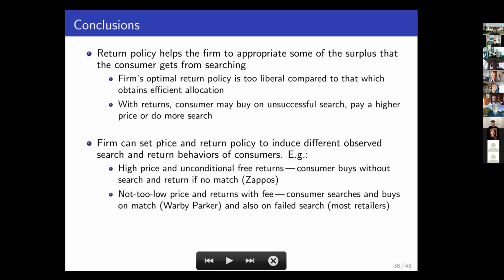Then the firm can set the price and return policy to induce different observed behavior. So we saw that, yes, we got the Zappos one, we got the Warby Parker one, we got partial return, which is what most retailers follow.